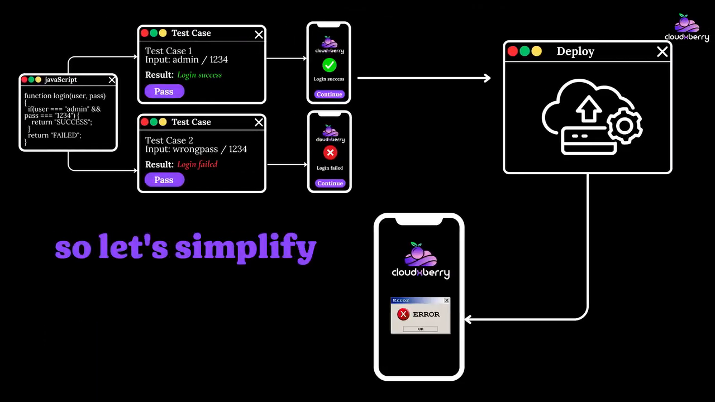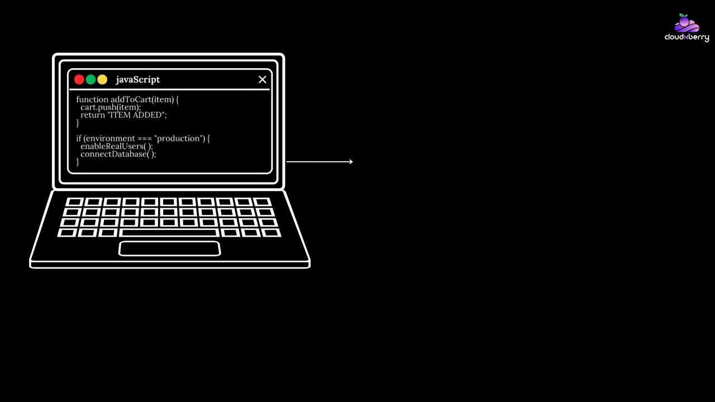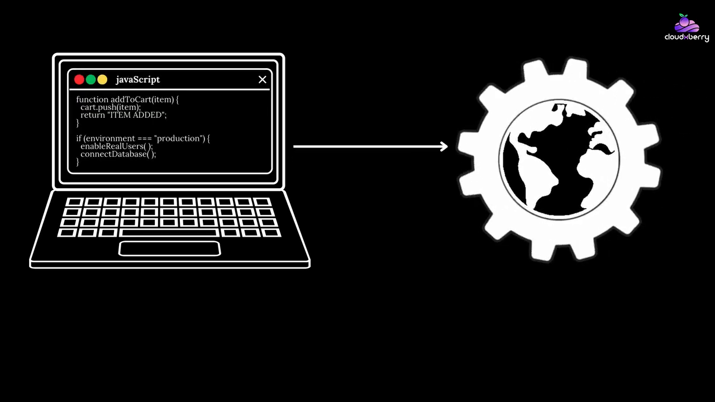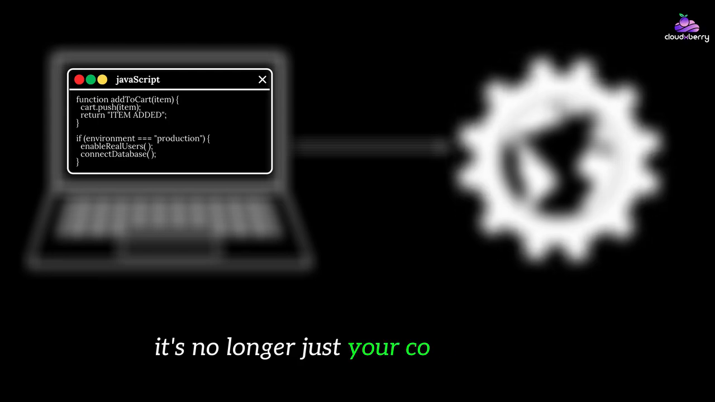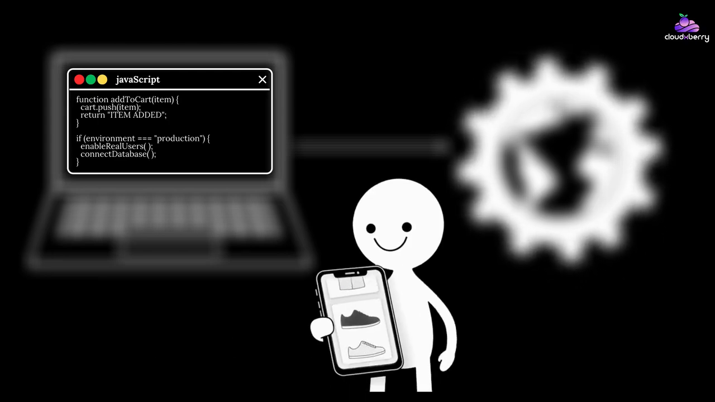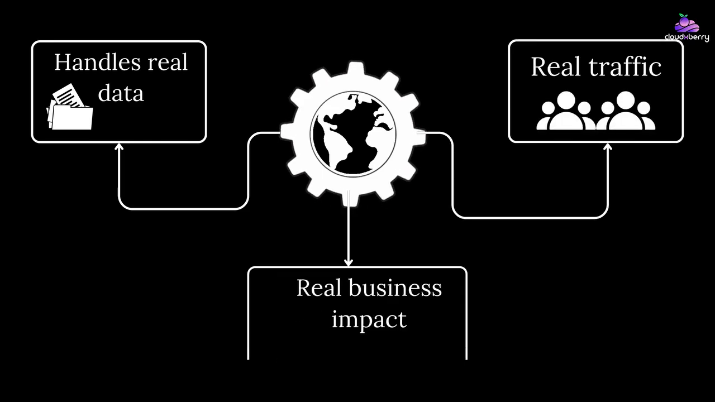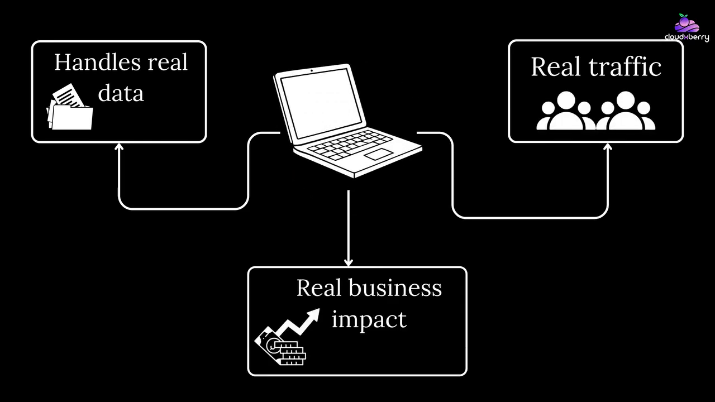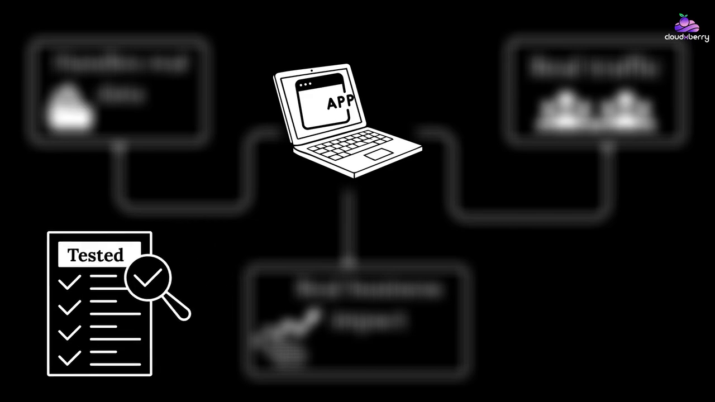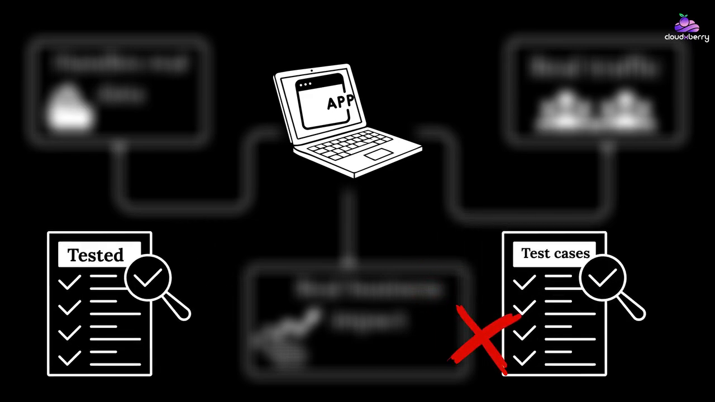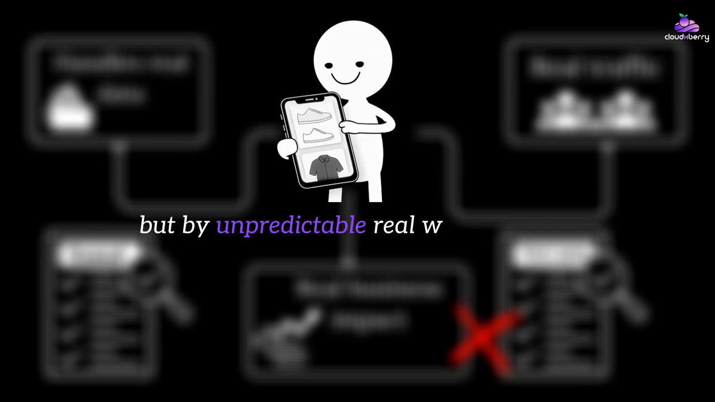So let's simplify this in the easiest way possible. Production is where your code leaves your local environment and runs in the real world. It's no longer just your code anymore. It's something real users depend on. It handles real data, real traffic, and real business impact. This is the stage where your application is truly tested, not by controlled test cases, but by unpredictable, real-world usage.